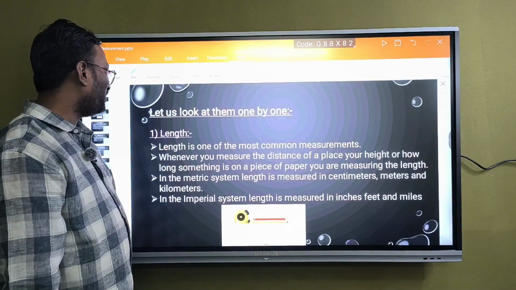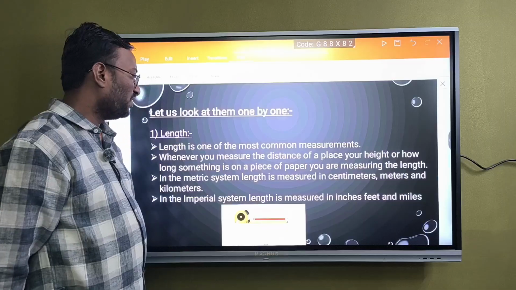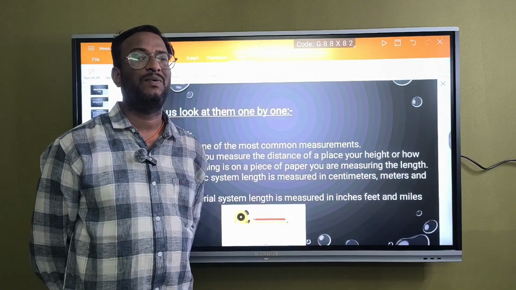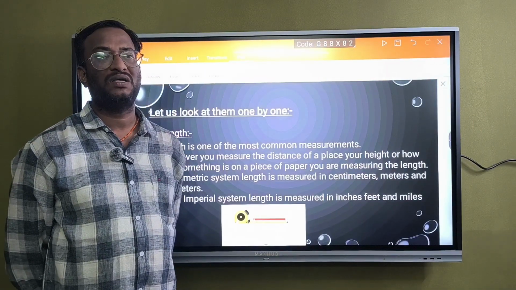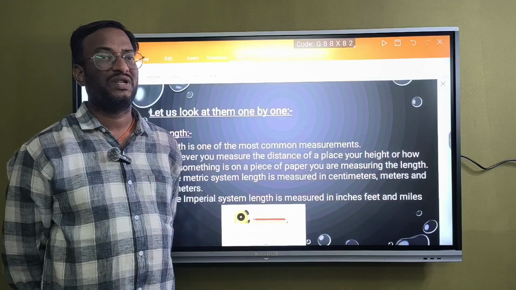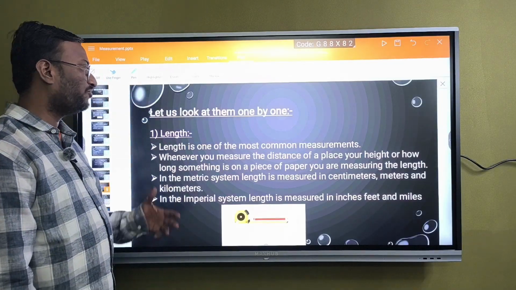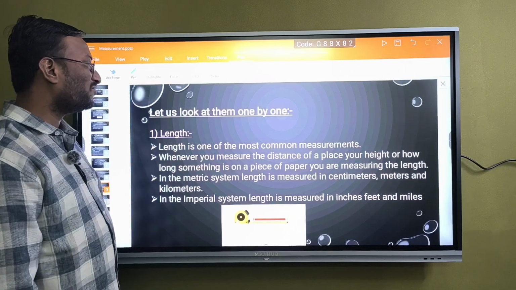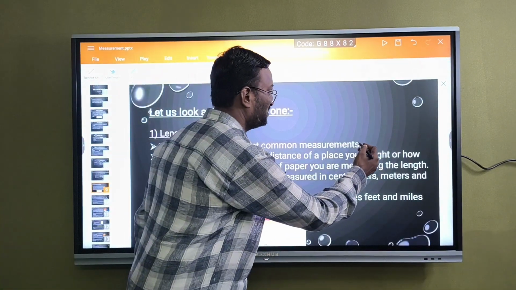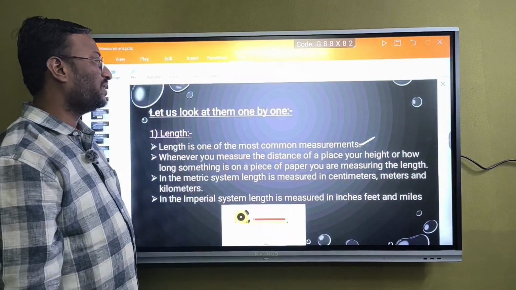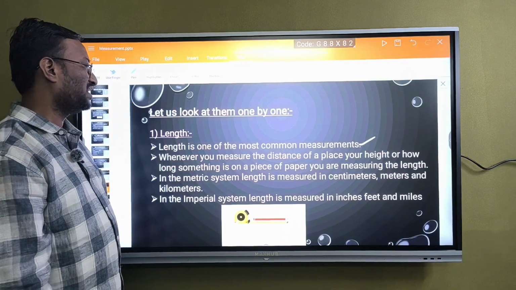Right, the next one is, let us look at them one by one. We have discussed measuring length, mass, time and capacity. So we will discuss one by one. First we go for length. Length is one of the most common measurements. There are a lot of common measurements, and this is one of the most common.